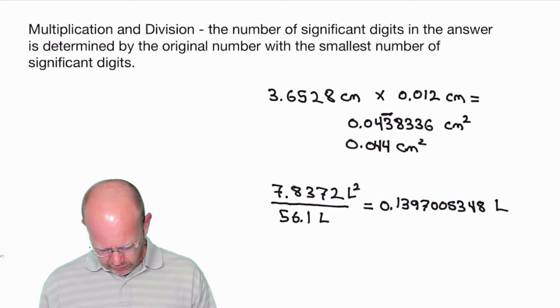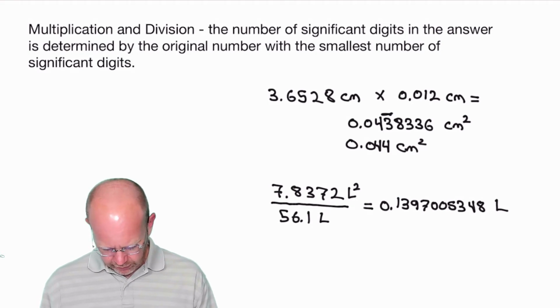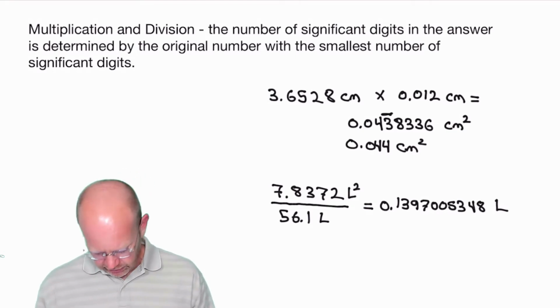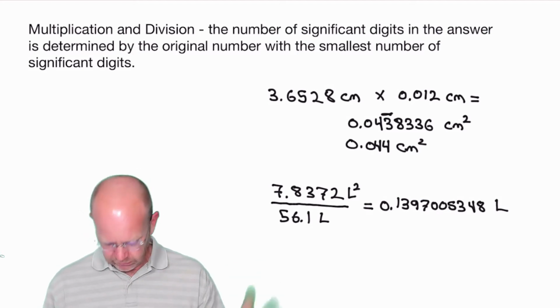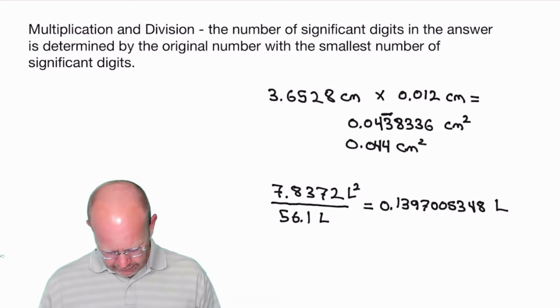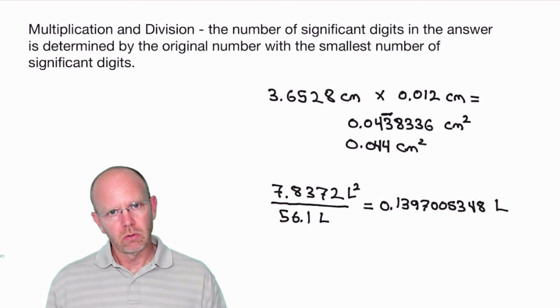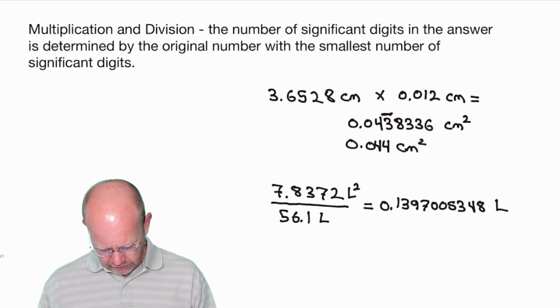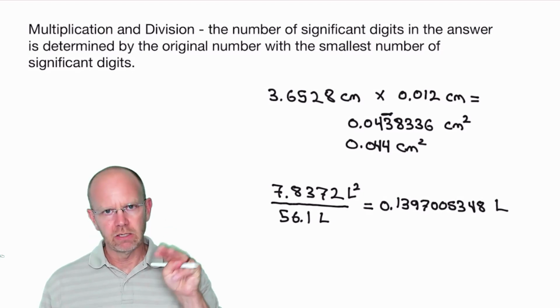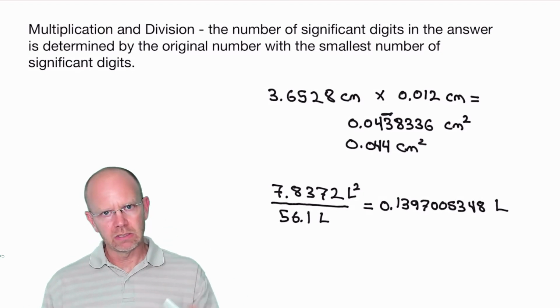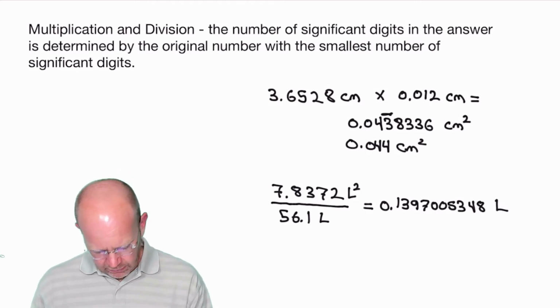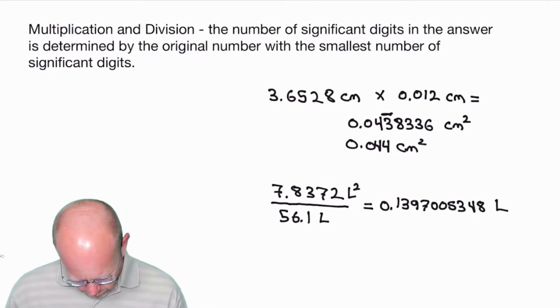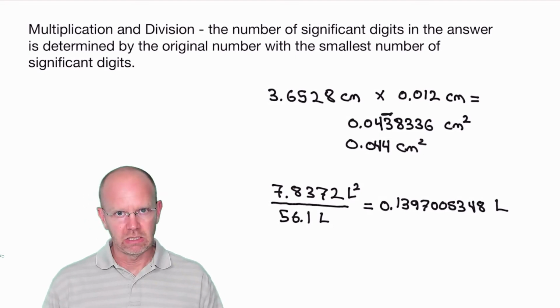If we had 7.8372 liters squared divided by 56.1 liters, if you just plug those numbers into your calculator, you get 0.139700538, or maybe even more digits if you have a fancier calculator than mine. But the important thing is, remember, we are limited by the number that has the smallest number of significant digits. So 56.1 has 3 significant figures. That means the answer, regardless of where the decimal is, is only going to have 3 significant figures, right? So what that means is 1.39, that's where our significant digit is going to be.